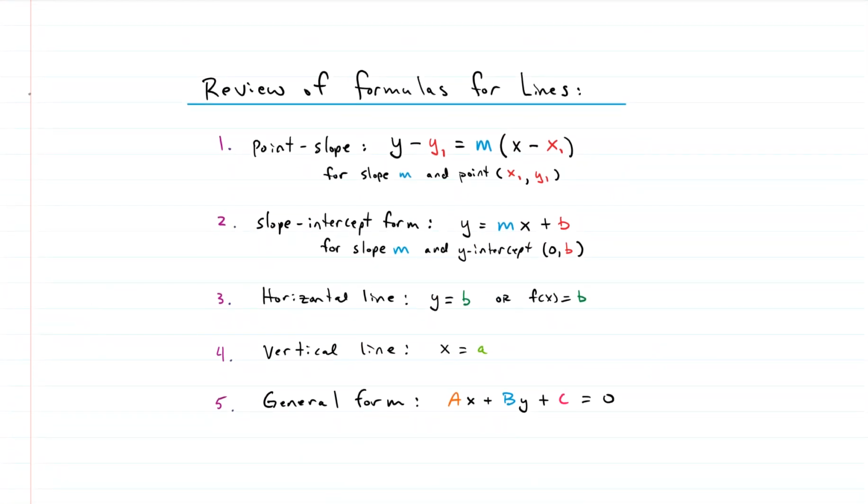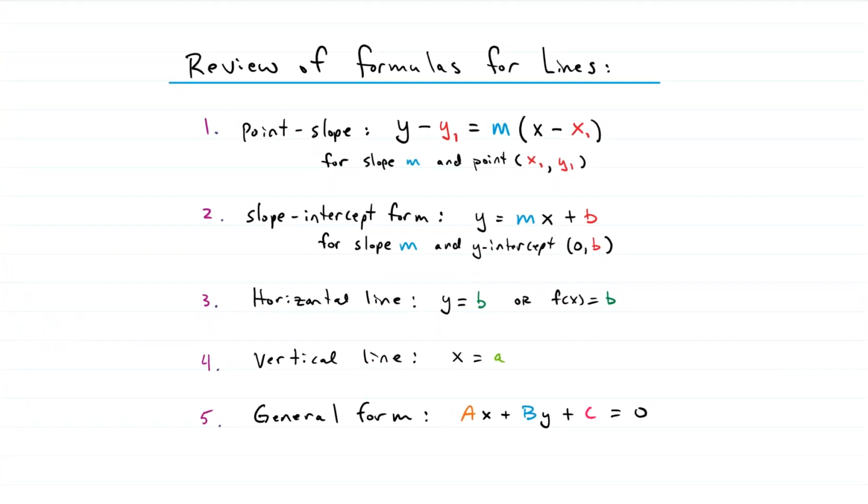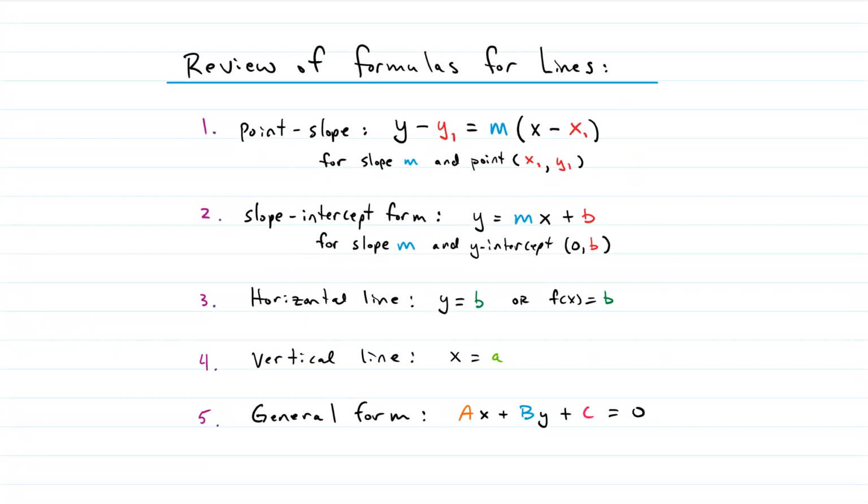Here they are. Top 5 most useful formulas, I think, for the equation of a line. Let's discuss them. Let's go with the number 5 first. So number 5, the general form of the equation of a line. We have ax plus by plus c equals 0.